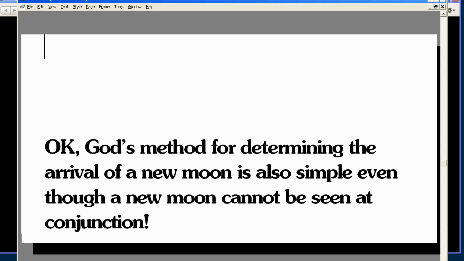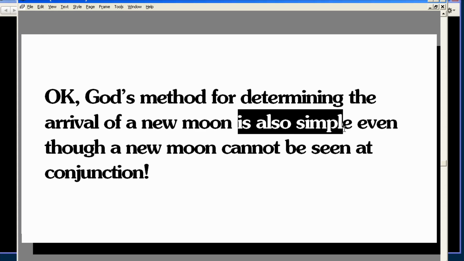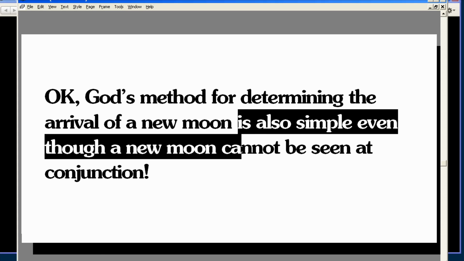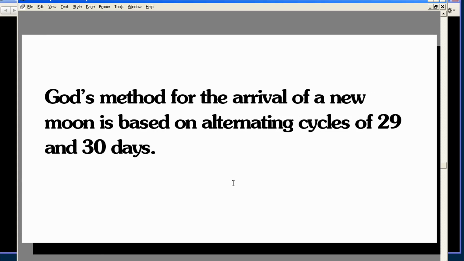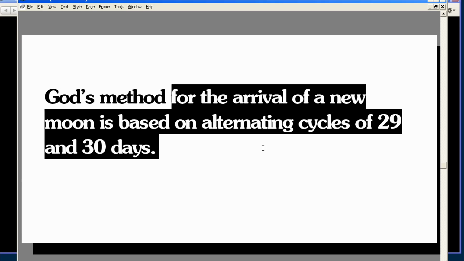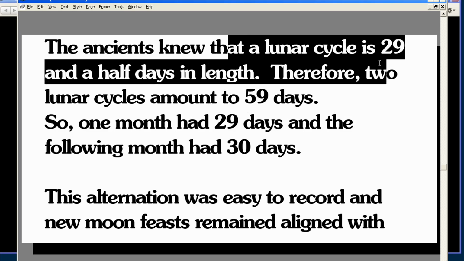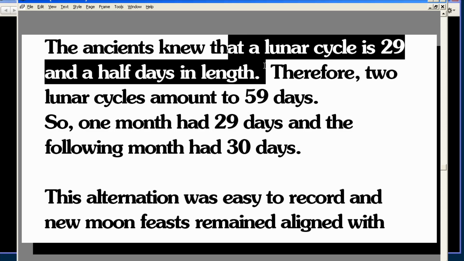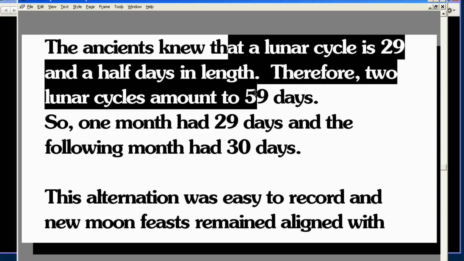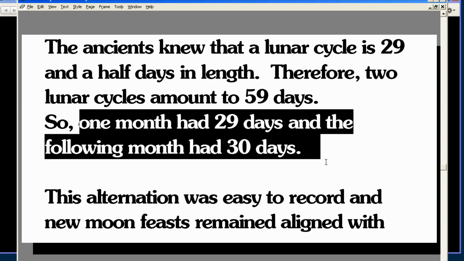We know that God's method for determining the arrival of a new moon is also simple, even though a new moon cannot be seen at conjunction. God's method for the arrival of a new moon is simply based on alternating cycles of 29 and 30 days. The ancients knew that a lunar cycle is 29.5 days in length. Therefore, 2 lunar cycles amount to 59 days. So, 1 month had 29 days, and the following month had 30 days.